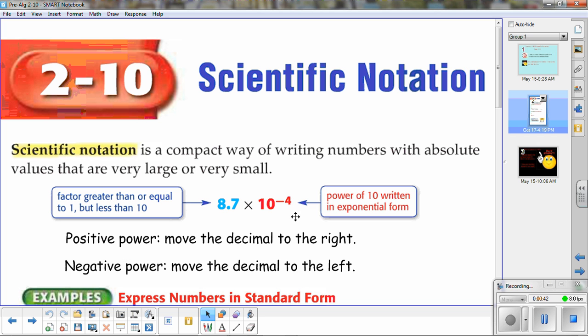If it's a positive exponent or a positive power, you're going to move the decimal to the right because it represents a really big number or an absolute value that is really large. And if it's a negative power, you're going to move the decimal to the left because a negative power is going to represent a number that's very small or that has an absolute value that's very small.